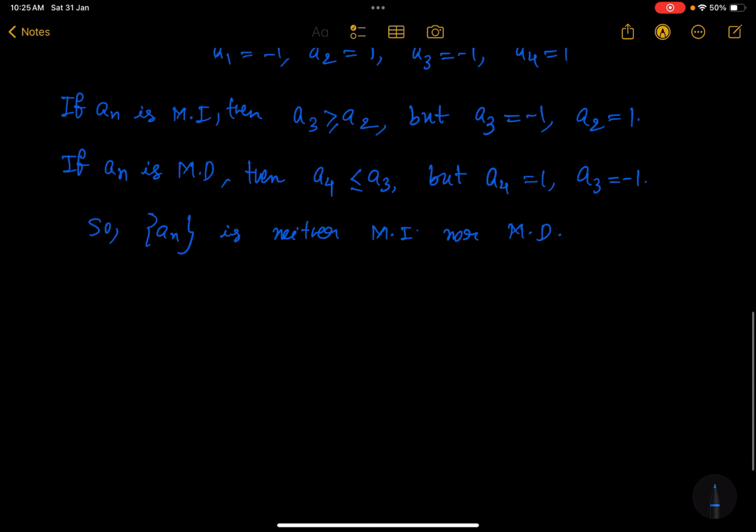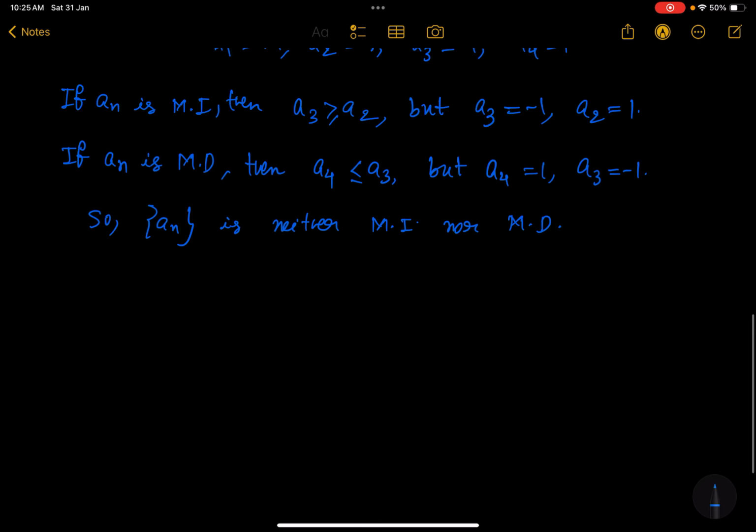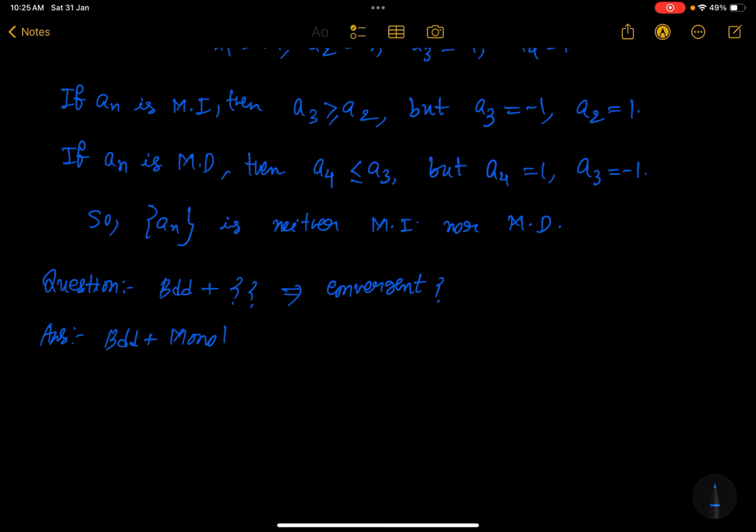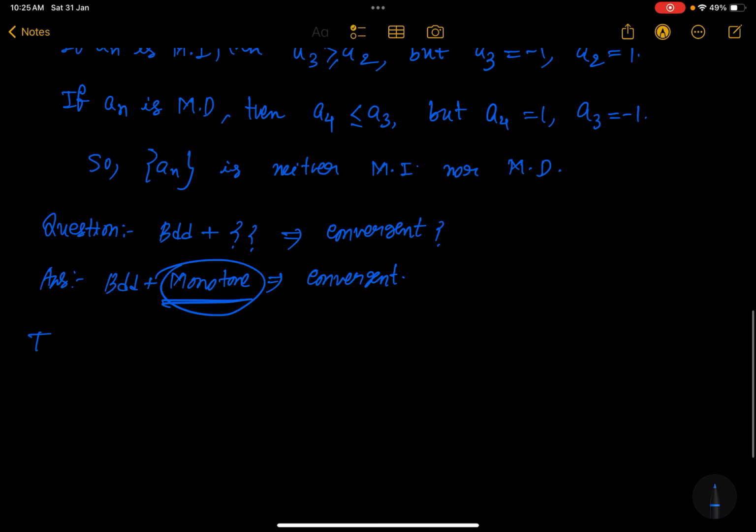Now we'll try to answer the question: bounded plus what implies convergence? We'll prove that a bounded plus monotone sequence implies convergence. So this is the answer. How? So write a theorem.